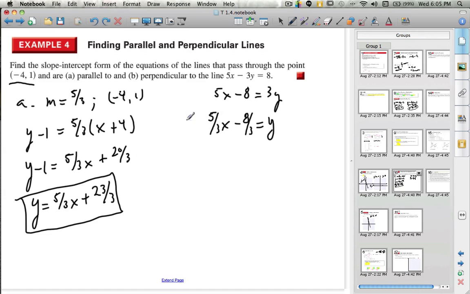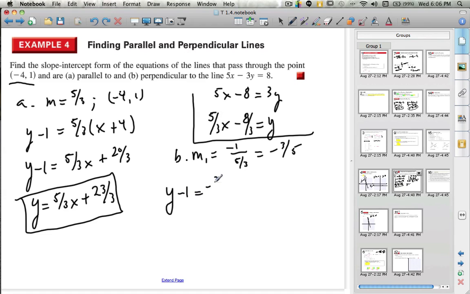Now in the B part of the problem, my slopes are a little different. I know that my slope will be equal to negative 1 divided by the other slope. So here the slopes are equal, and here I have to find the negative reciprocal, which can be found just by inverting it and multiplying it times negative 1. I'm using the same point, so I'm going to have y minus 1 is equal to negative 3/5 times x plus 4. So the 1 and the negative 4 didn't change.